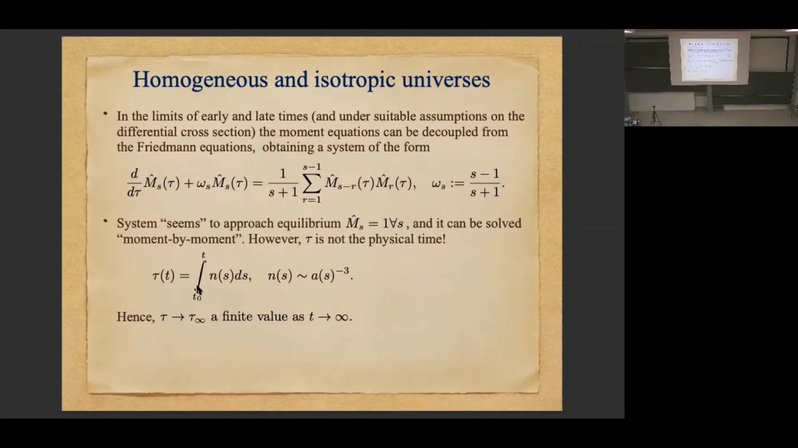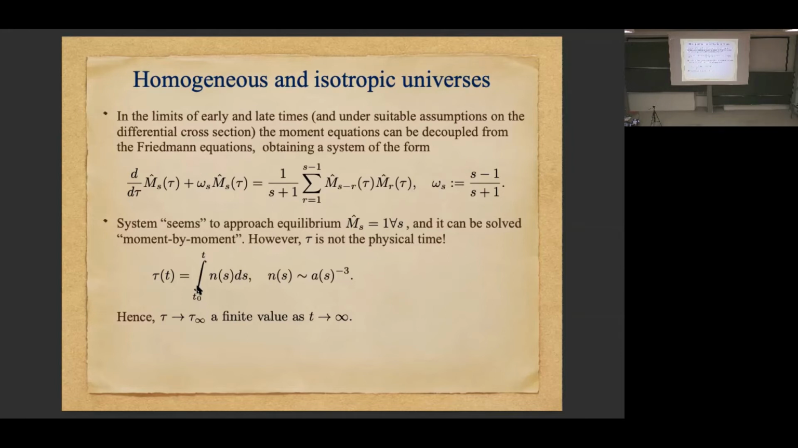And the system is very simple. So this is the system, and actually it's in hierarchical form. So you can solve first for s equals 0, then for s equals 1, then for s equals 2, moment by moment. And then you can also show that the equilibrium points here would correspond to all the M's equal to 1. That's a solution to this. And if you look at the solution by inspection, you see that each moment decays exponentially to 1. So you would think that equilibrium will be attained in this case.